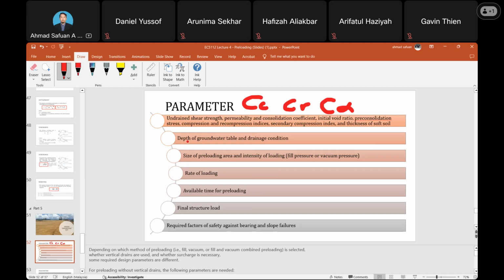The second is the depth of groundwater table and drainage conditions. So we need to get the H. Then we need to know the type of drainage. Is it double drainage or single drainage? What does it mean by double drainage?